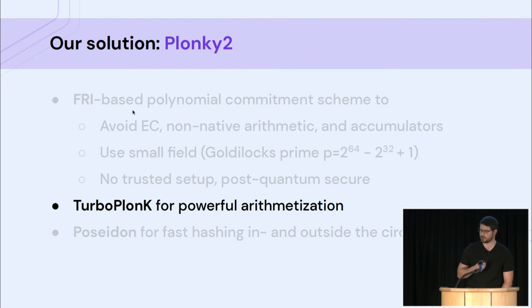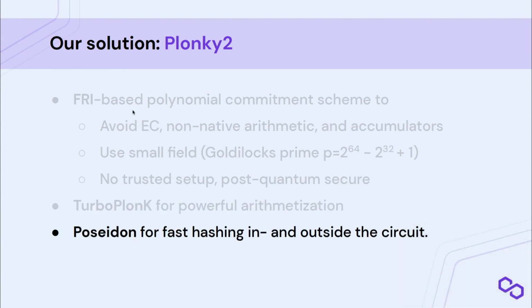For the arithmetization, we use TurboPLONK. To write the verifier in the circuit, you need a powerful arithmetization. If you use something like R1CS, you will end up with lots of constraints. But TurboPLONK is very powerful, and you can write the verifier in few gates. And finally, FRI is based on hashes, so you need a hash function, and we decided to use Poseidon, which is an arithmetic hash function, and we have tons of optimizations to make Poseidon fast both in and outside the circuit.